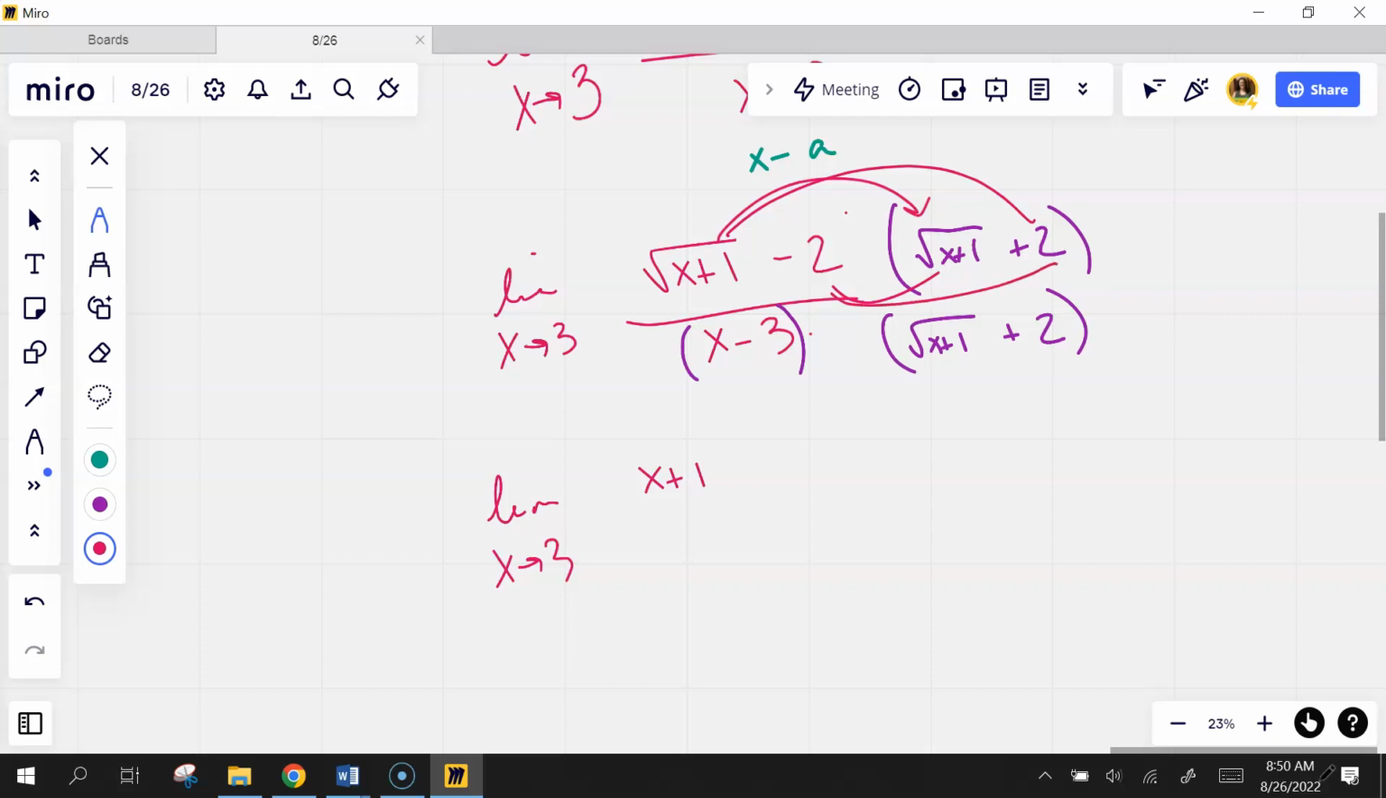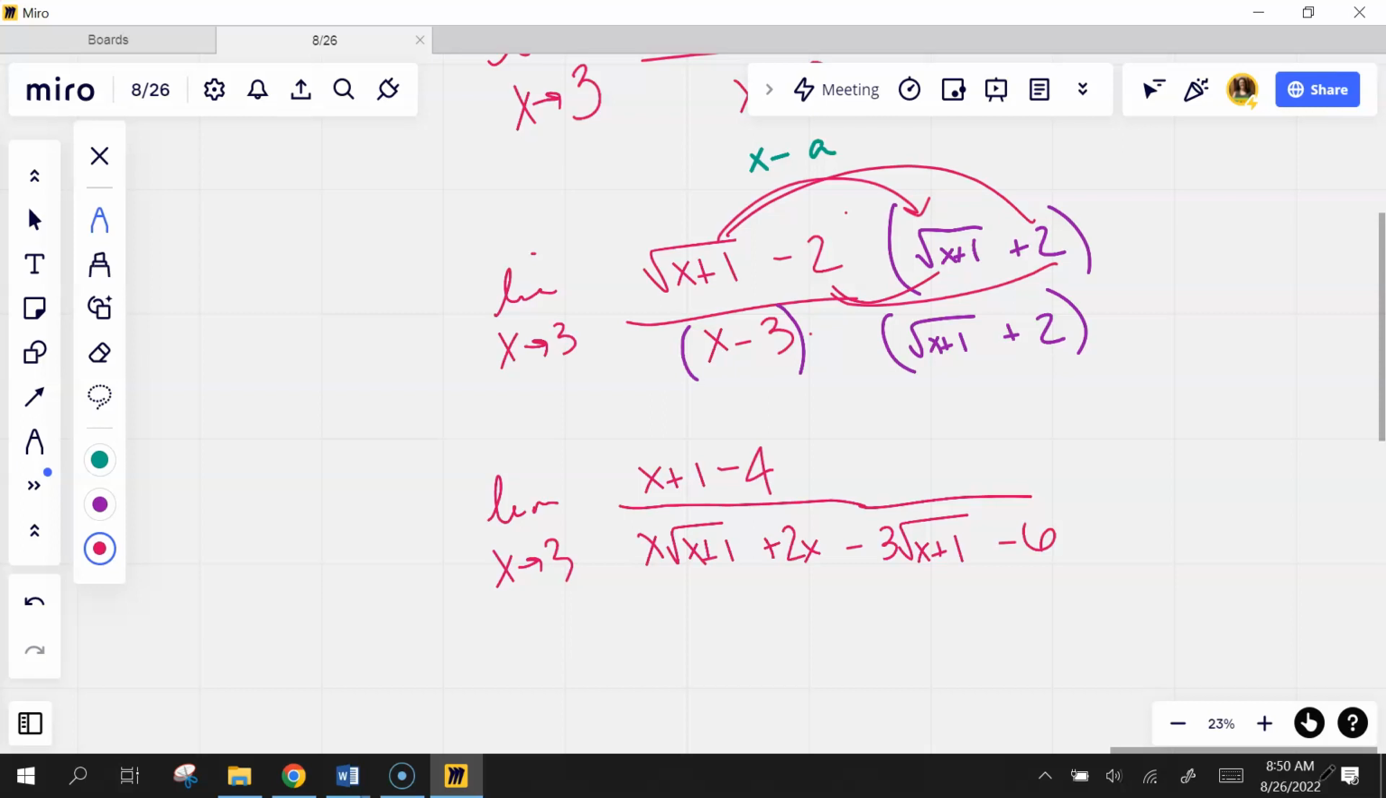Negative 2 times 2 is negative 4. And on the bottom, x times the square root of x plus 1 plus 2x minus 3 times the square root of x plus 1 minus 6.